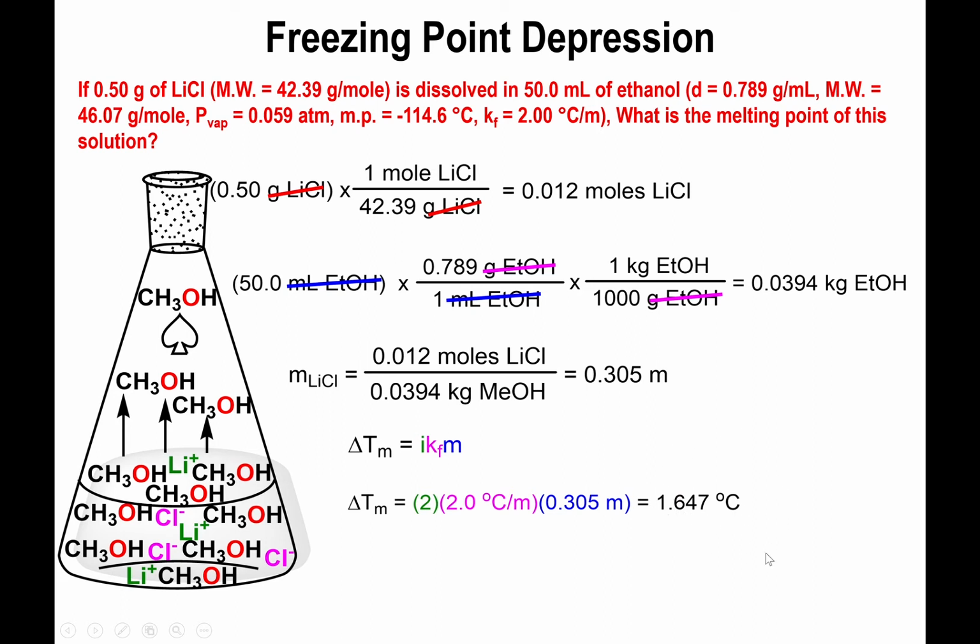Once again, this is not the answer, this is the change in the melting point. Since this is freezing point depression, what we need to do is look at the melting point, negative 114.6, and simply subtract this value from it. That subtraction will give you a lower number, in this case negative 116.2 degrees Celsius, as the melting point of the substance. So just remember, delta T stands for the change, not the actual boiling point or melting point of the substance.